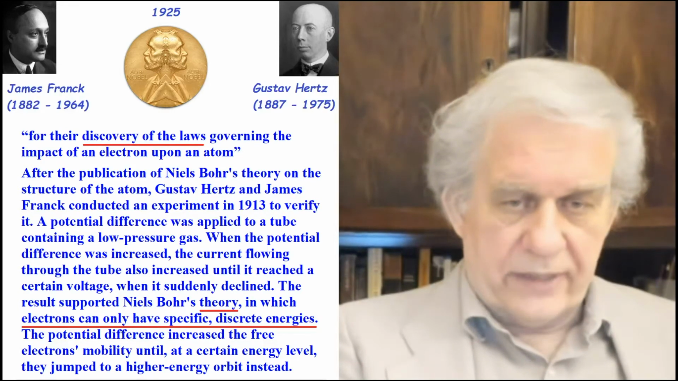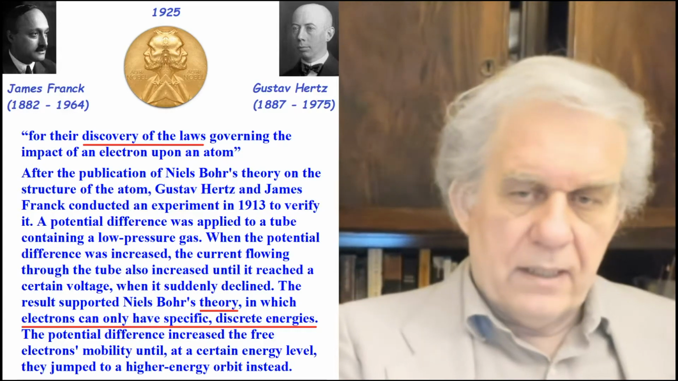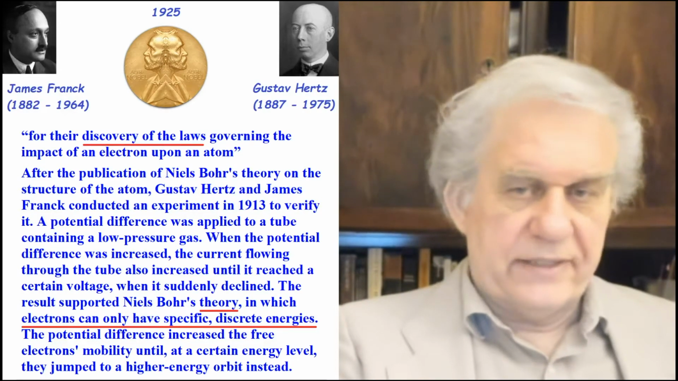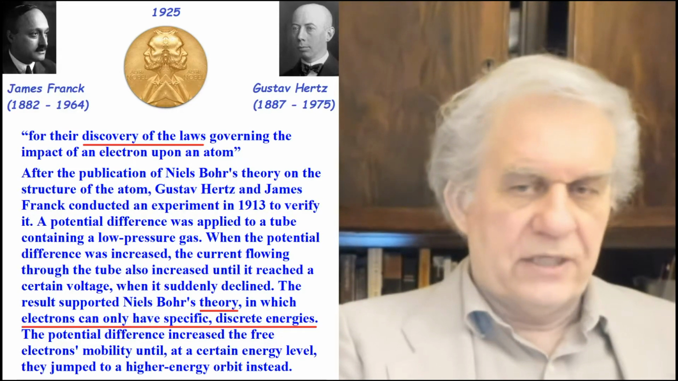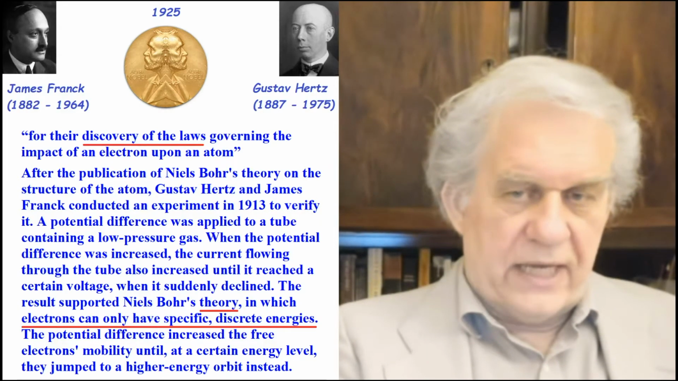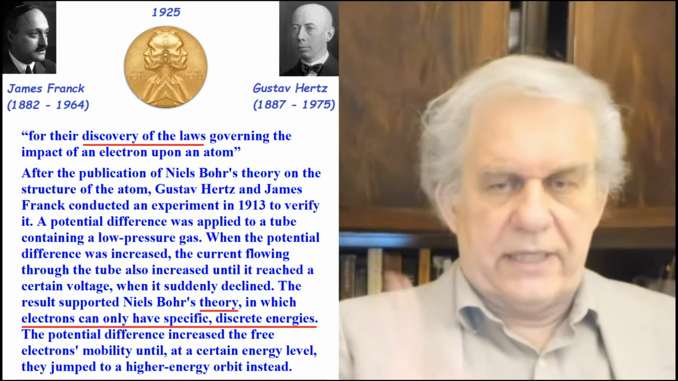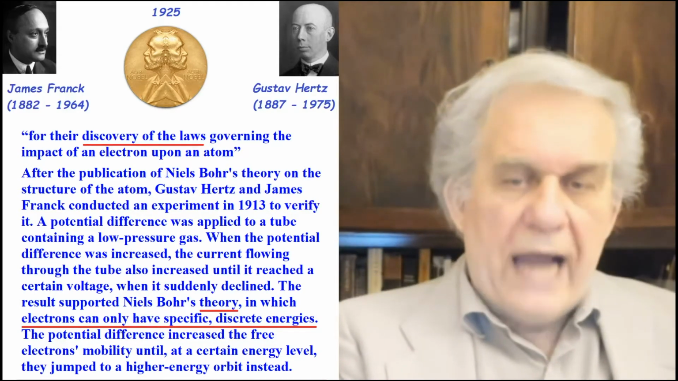Theory? What theory? In which electrons can only have specific discrete energies. That's not a theory. That's like a recommendation. You have to explain why they can only have discrete energies, not say that they do, which is what Bohr did here. Bohr just said they do. I measured and I found through my experiments that they can only have discrete energies. Well, you haven't explained anything. You haven't explained why that's the case.